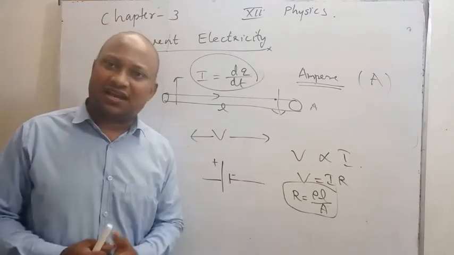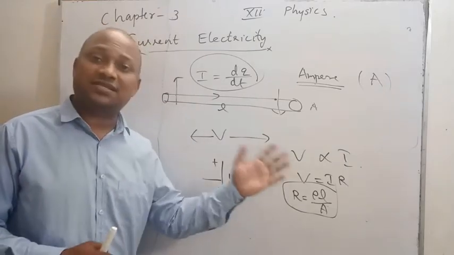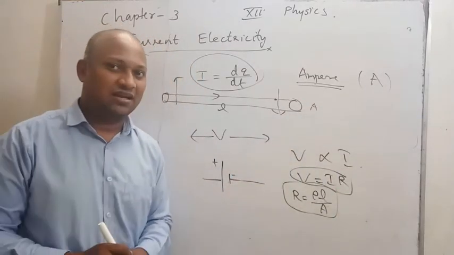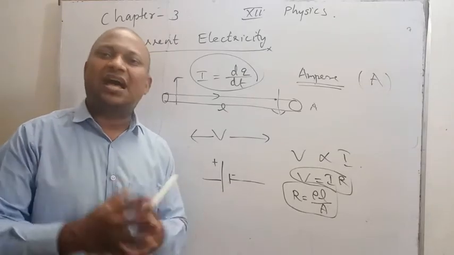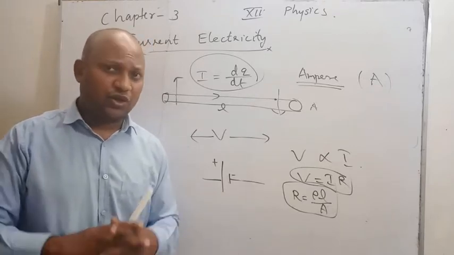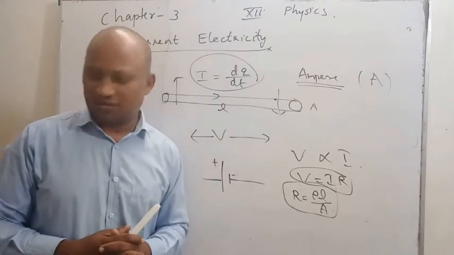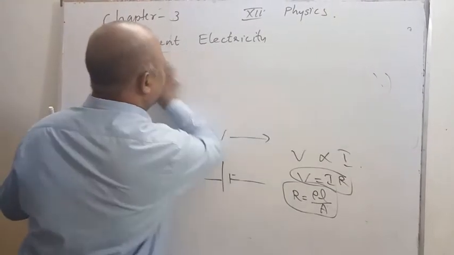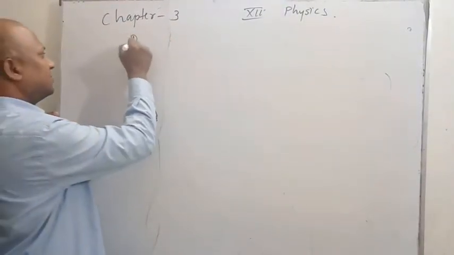But in this class 12th physics, what we are going to focus on is some vector quantities involved in Ohm's law. This is the scalar form of Ohm's law, V is equal to IR, but here we are going to derive the vector form of Ohm's law with the help of the concept of drift velocity. You have to revise chapters 1 and 2 so that you can understand this concept. So we are taking the derivation of Ohm's law here.